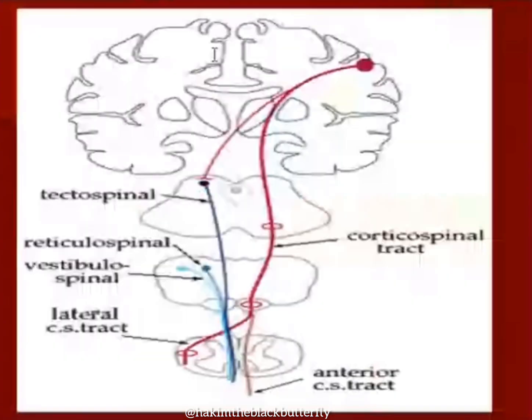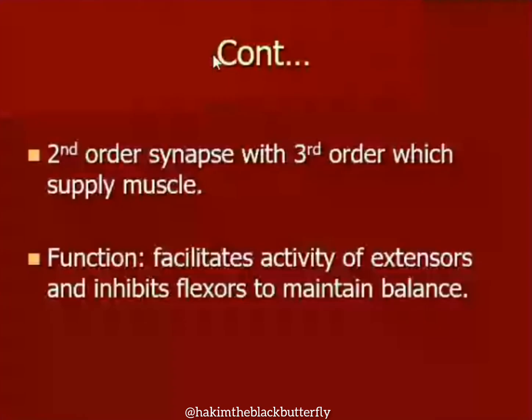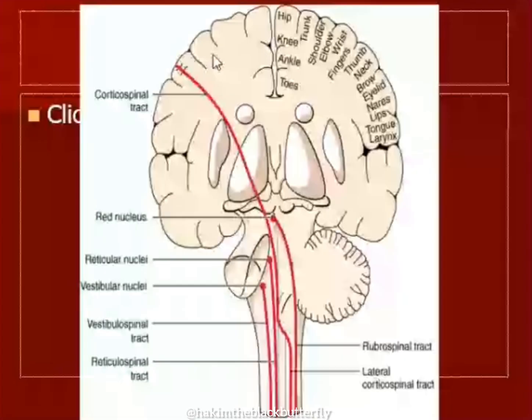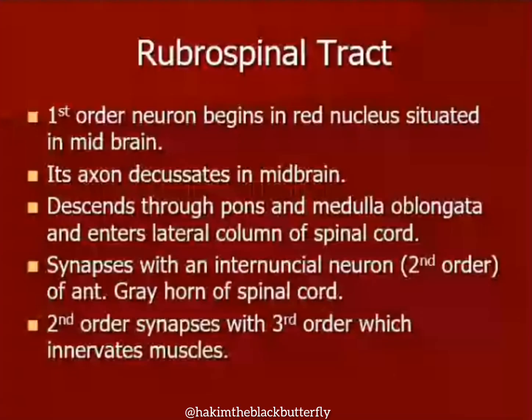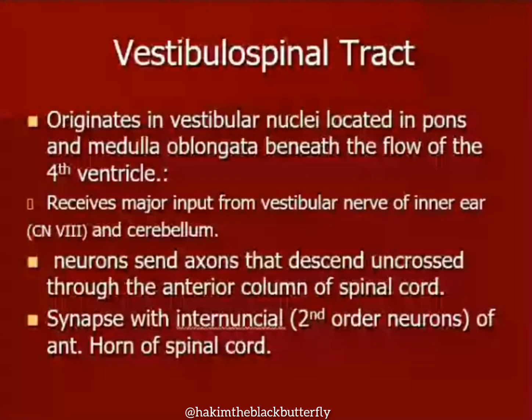When you look at its illustration, I had some illustrations for those tracts there. So we have our reticulospinal tract originating from the reticular nuclei. The axons descend uncrossed as the reticulospinal tract until they reach the spinal cord, where they synapse with lower motor neurons, which supply the muscles of the body. That is for the reticulospinal tract.